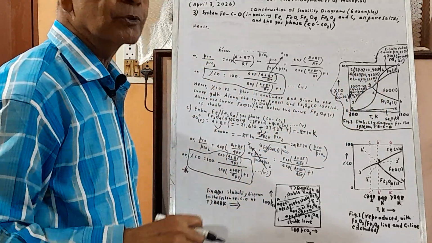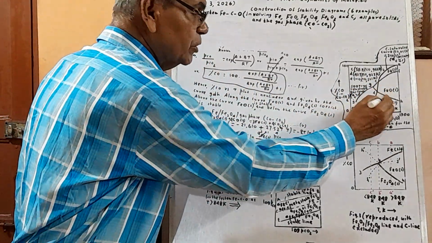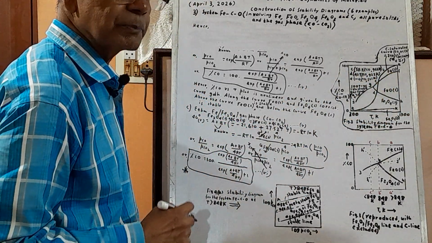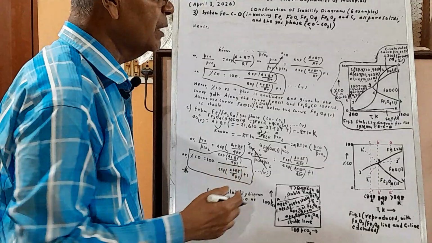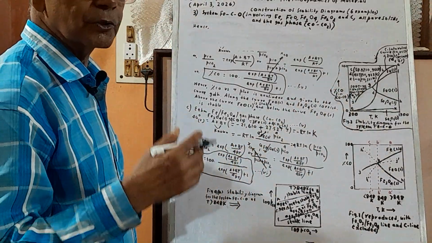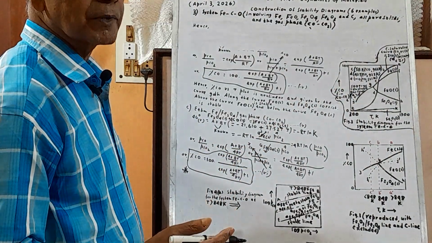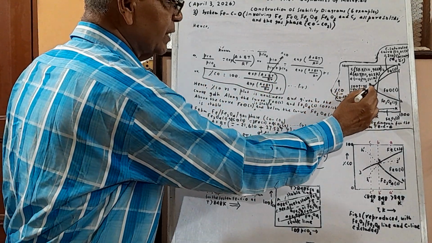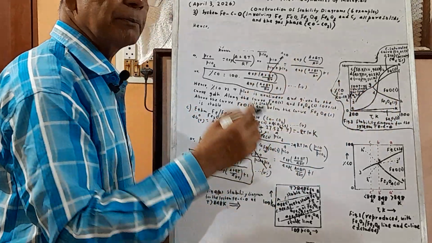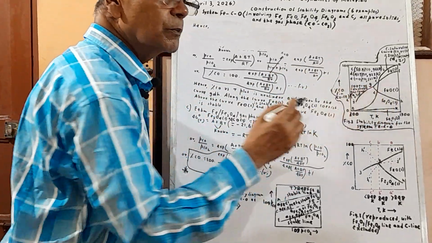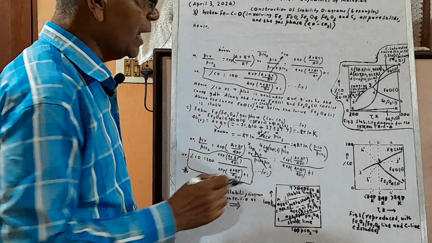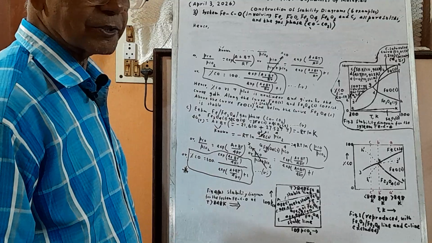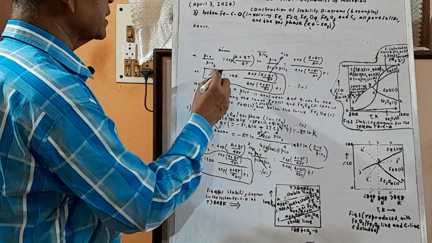Again, along the curve, both coexist. FeO and Fe2O3 coexist. Above the curve, FeO solid alone is stable, and below the curve, Fe2O3 solid alone is stable, along with the gas phase, always. Along the curve they coexist along with the gas phase. Gas phase is always there.